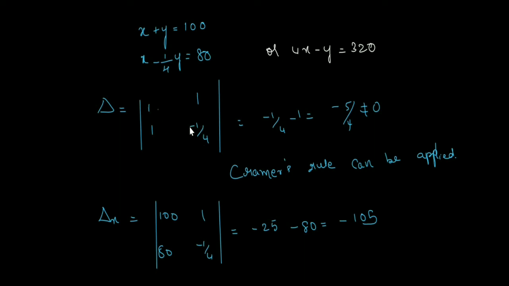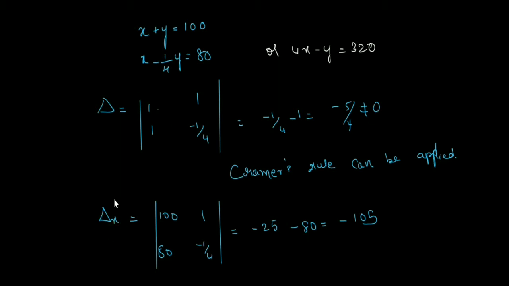So you know to expand this determinant. Multiply: minus 1/4 minus 1, that is equal to minus 5/4. It is not equal to 0. Only if it is not equal to 0 can Cramer's rule be applied. So delta is not equal to 0.